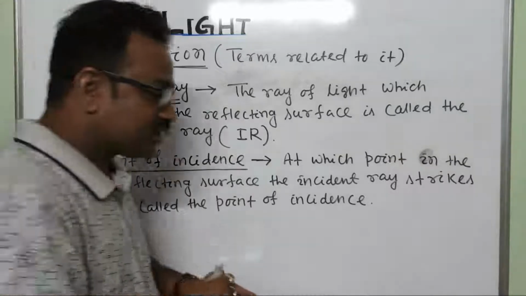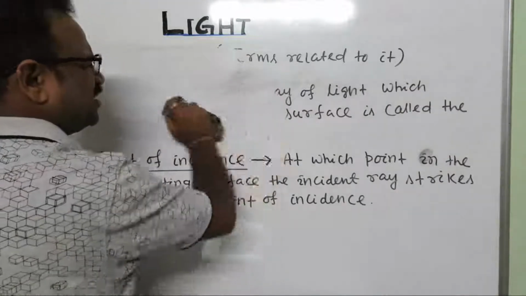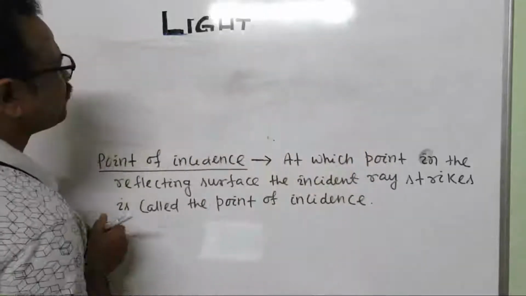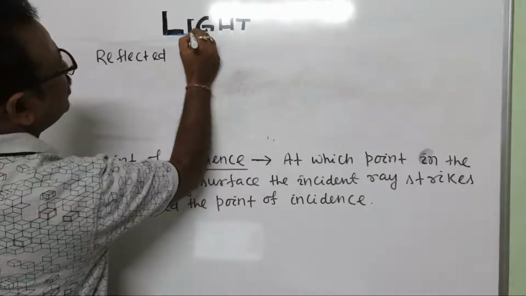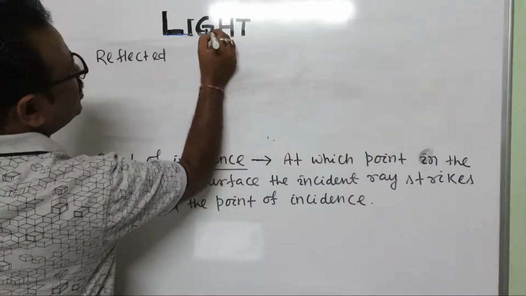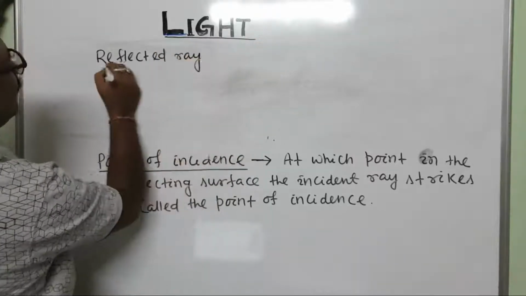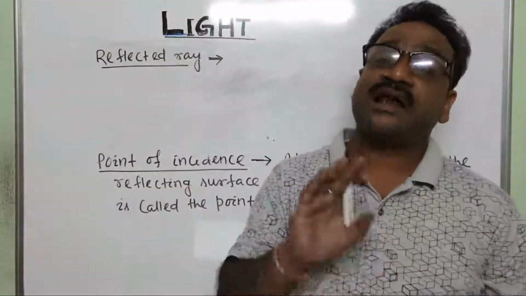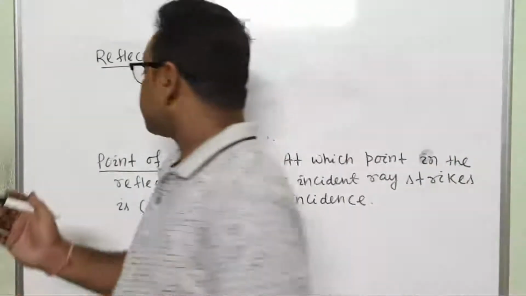Reflected ray. So let me write this one, reflected ray. So note it down. This is your light part removed. So now see, this part is light, not visible properly. So reflected ray. After incident ray, the reflected ray comes. If there is no incident ray, then there is no reflected ray. Then what is reflected ray? The ray of light.